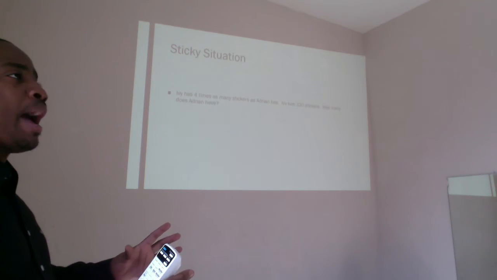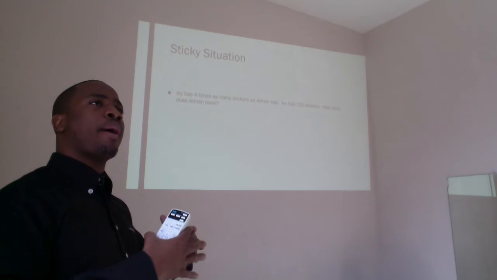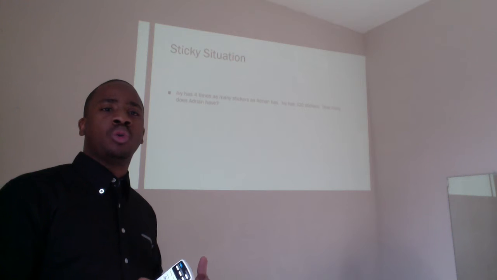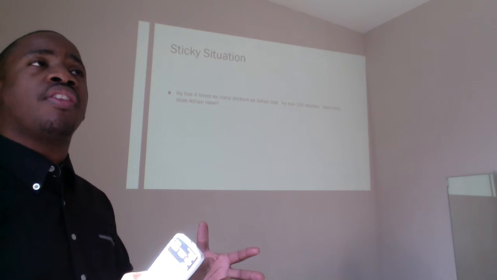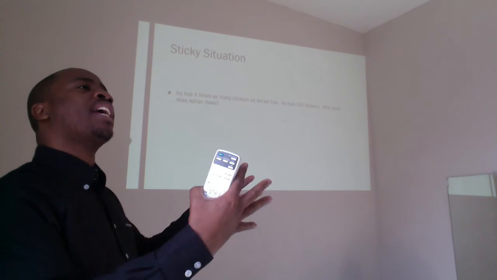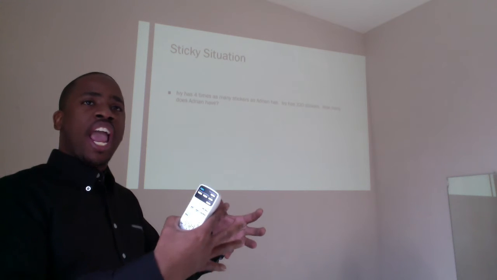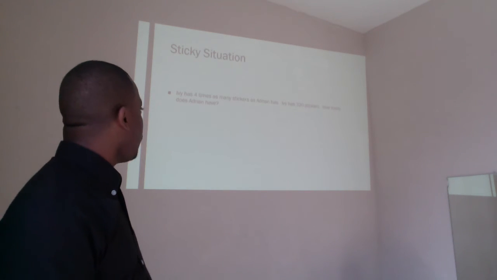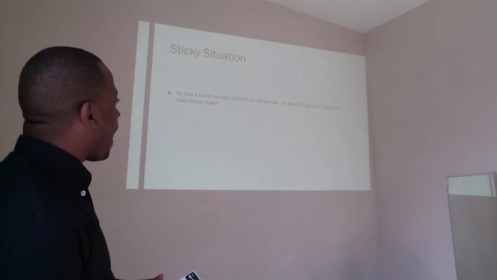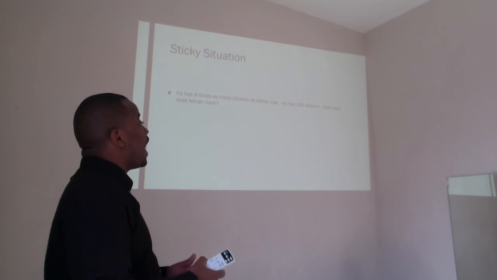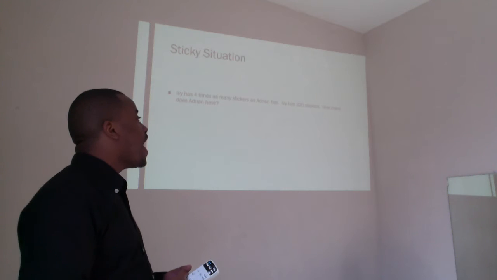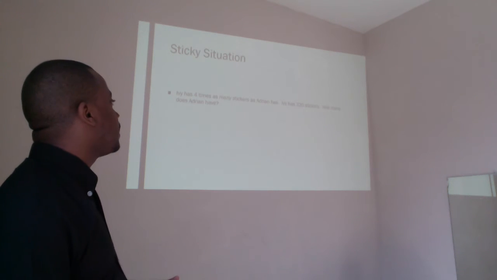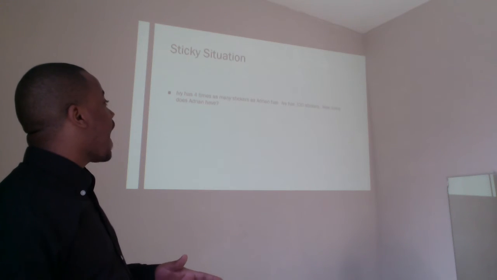So let's recap what we just discussed, and let's recap our problem. Now that we've taken the time to chunk each section of the problem, we're going to put it all back together, and we're going to execute the problem by trying to come up with a solution. Ivy has 4 times as many stickers as Adrian has. Ivy has 320 stickers. How many does Adrian have?